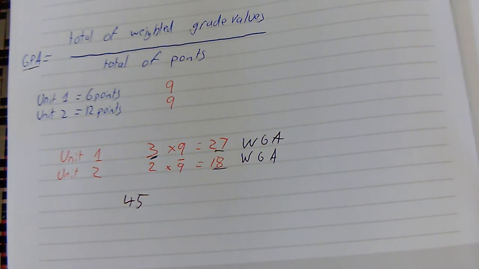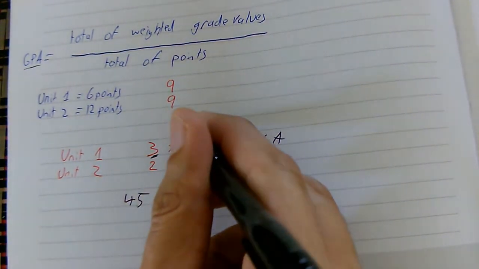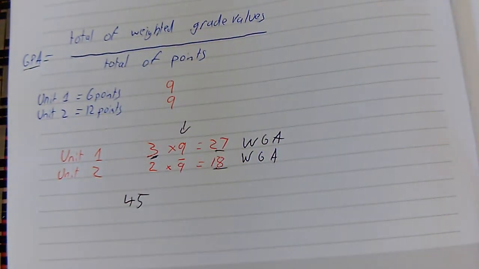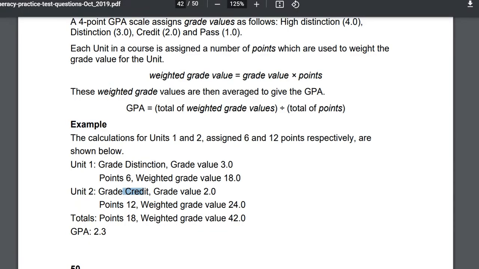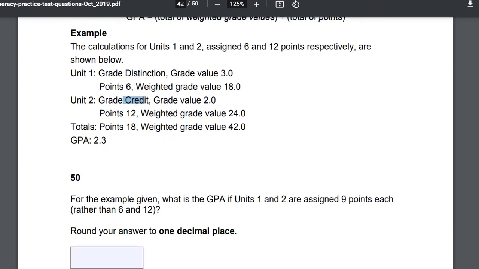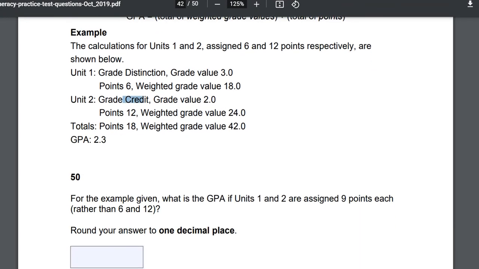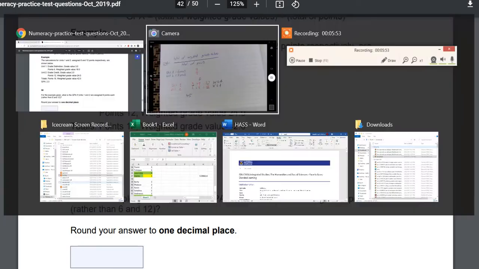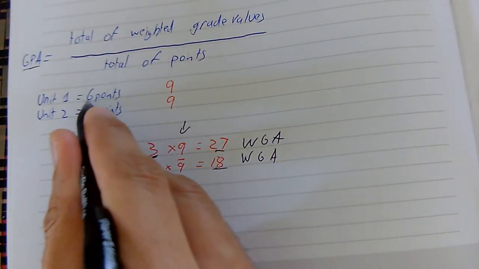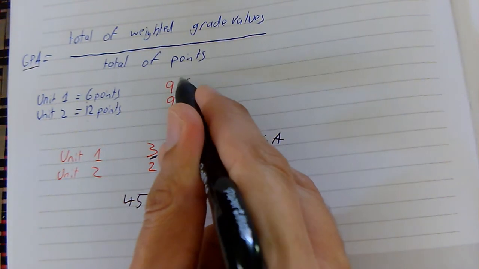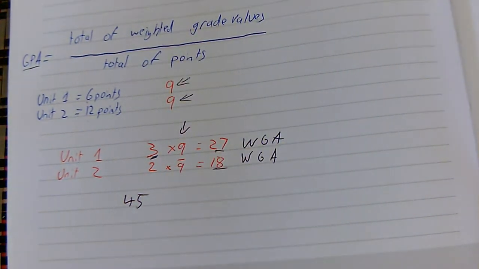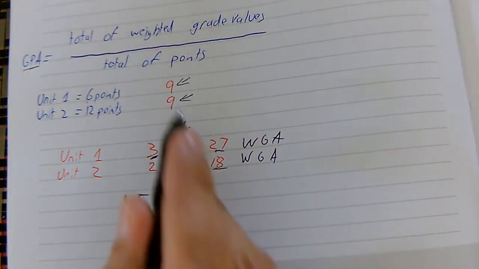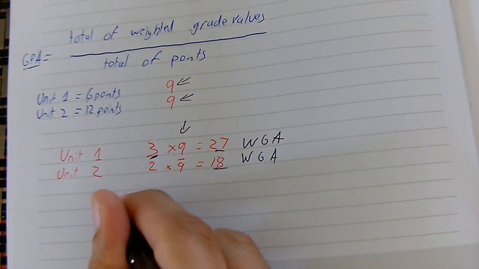And then we need to divide by the total number of points. And the points are these numbers in this column, 9 and 9. Remember it said that they are assigned 9 points each rather than the 6 and 12. It initially said 6 and 12, but we changed it to 9 and 9. So the total number of points, 9 plus 9, equals 18.